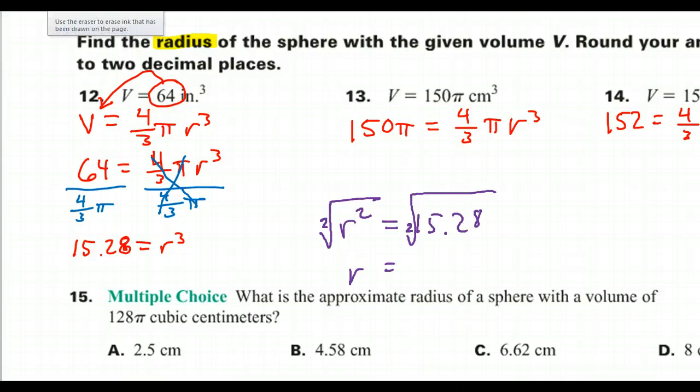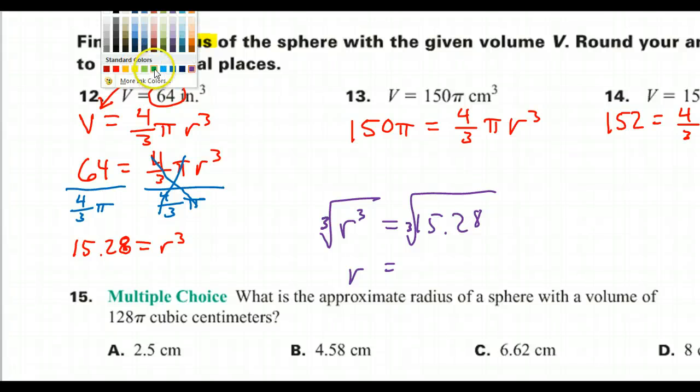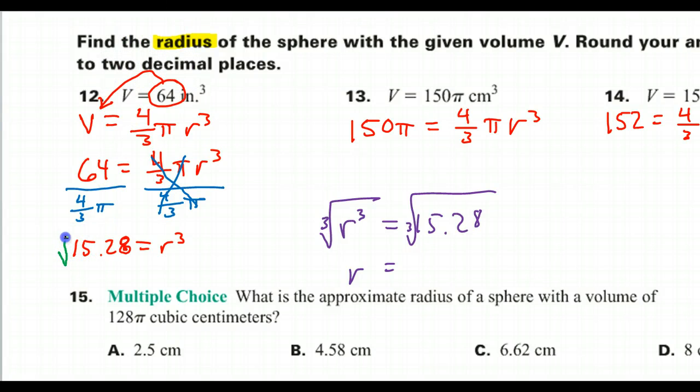But you can do any kind of root. So if you want to undo an r to the third power, then you will need a third root. And you do have to write the little 3 in there. So that's what we are about to do right now. So we're not doing the square root. Oh no. We are doing the cube root. The cube root. Okay? So I need to do the cube root of 15.28.